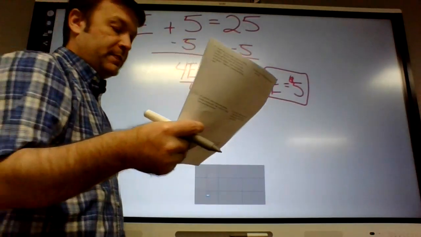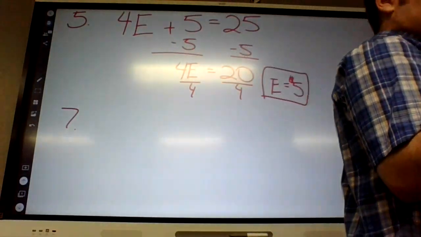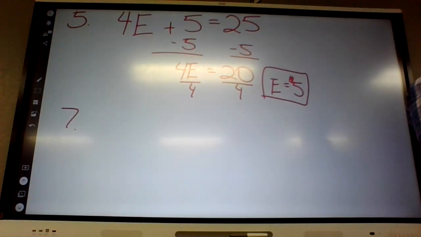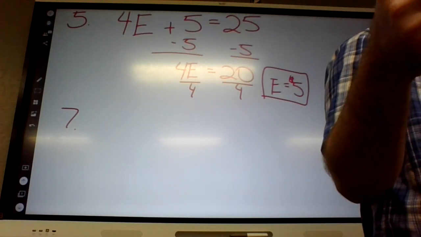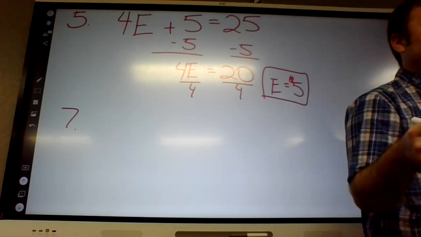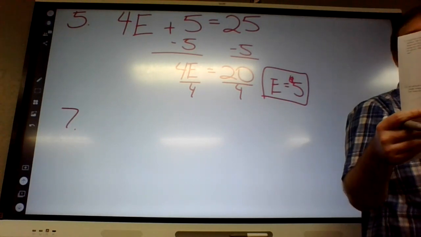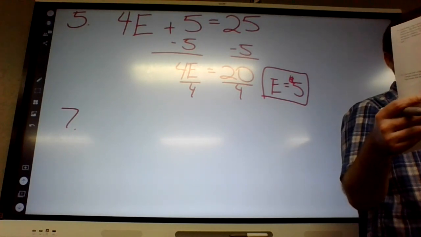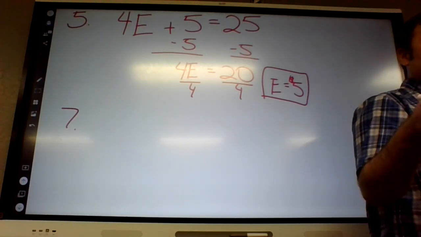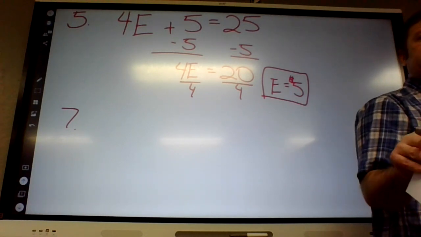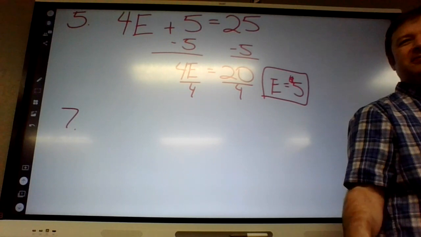Number 7. Sumali won 4 super bouncy balls playing horseshoes at her high school's game night. Later, she gave 2 to each of her friends. She only has 8 remaining. How many friends does she have? Seems like a lot. Any guesses on how to set this one up? Anybody want to try? Pick on somebody.